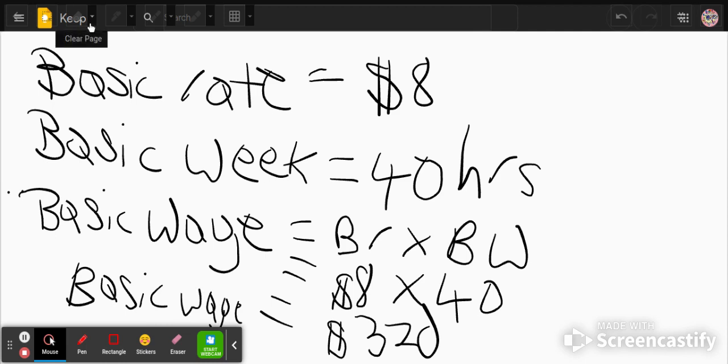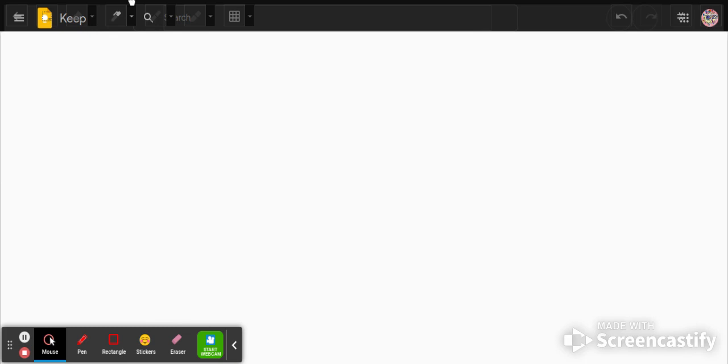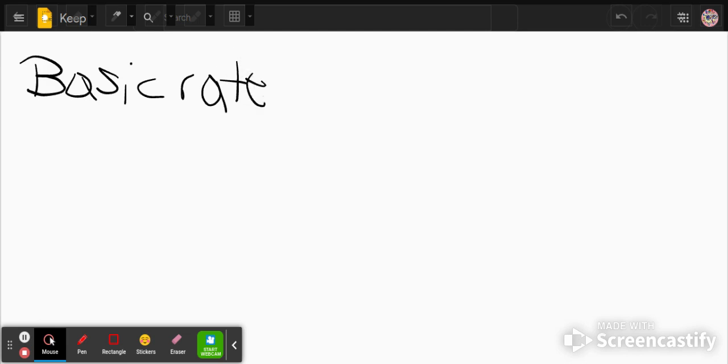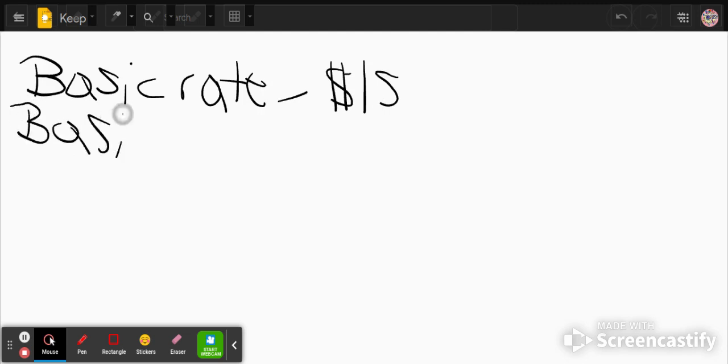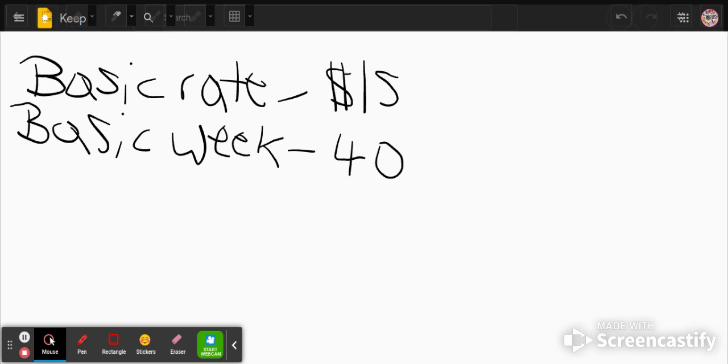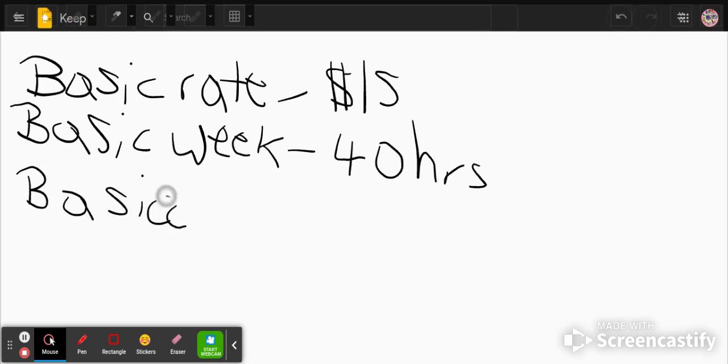So let's do an example, right? I'm going to read it out. It says that Deepak's basic rate is $15 and he works 40 hours a week. What is his basic wage? So let's write down the key terms. We know his basic rate is $15, right? And his basic week is 40 hours. So now what they ask us to do is to find his basic wage, right? So we already know when we're finding the basic wage, it is the basic rate times the basic week, right?